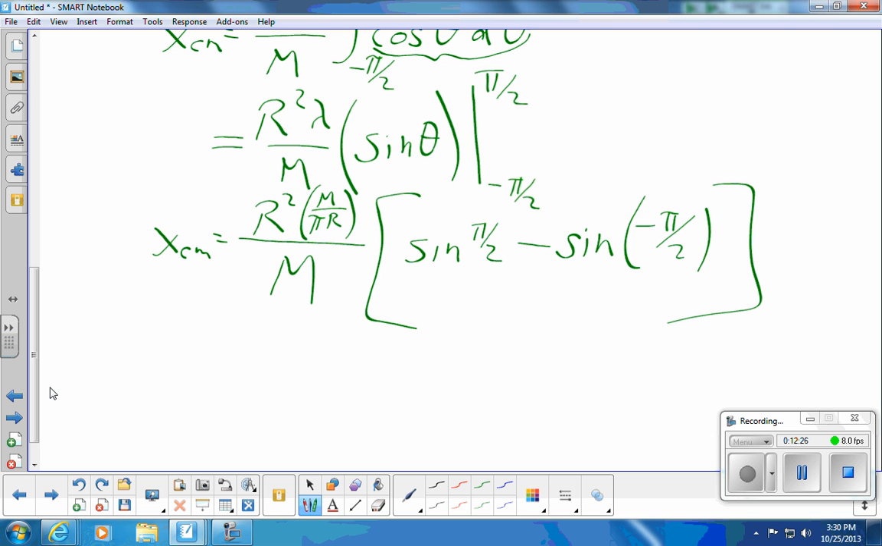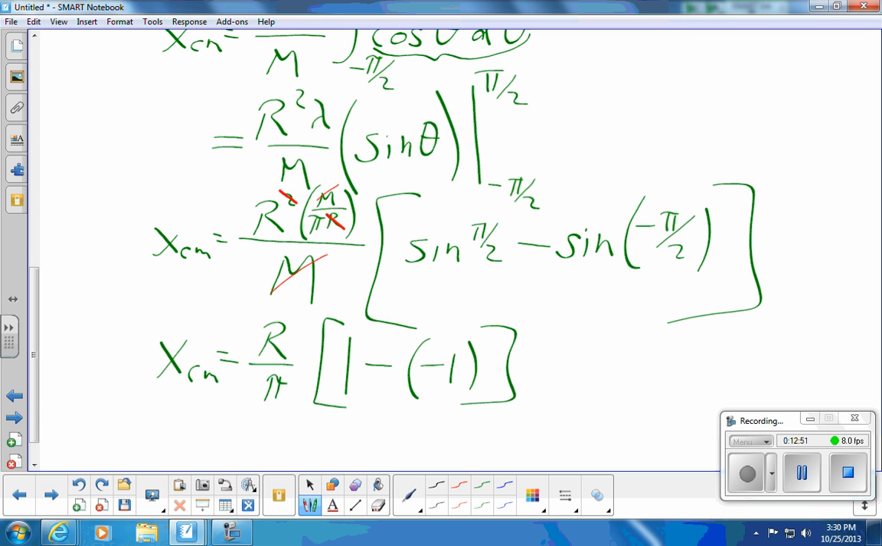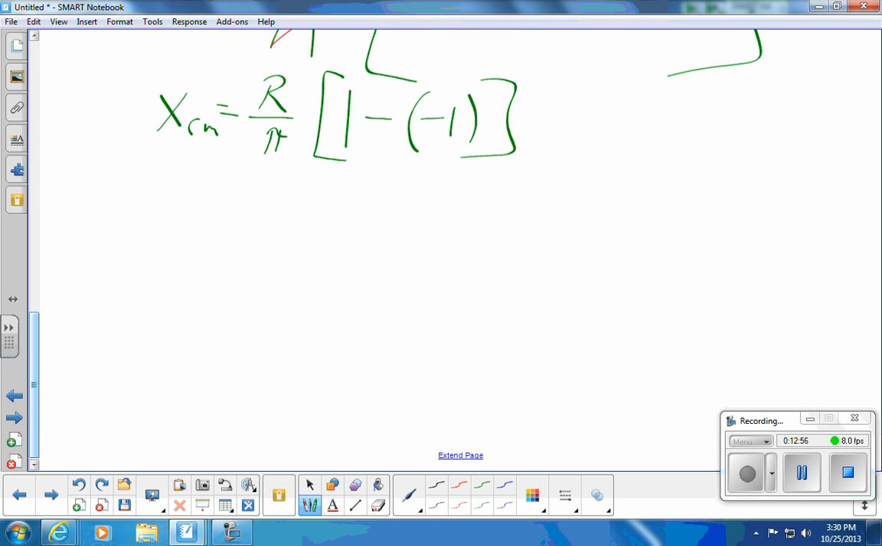Whew, let's finish this up. X cm is equal to, let's see, I've got an r squared over r, and an m over m, which leaves me r over pi. And then sine of pi over 2 is 1, minus sine of negative pi over 2, which is negative 1. 1 minus negative 1 is 2. So my final answer is x cm is equal to r over 2.